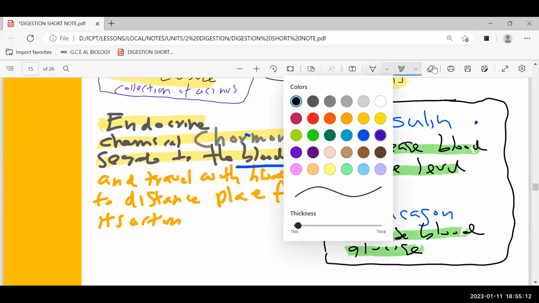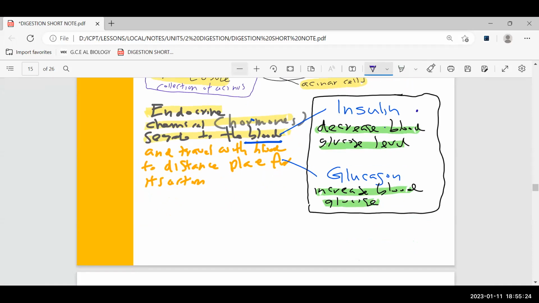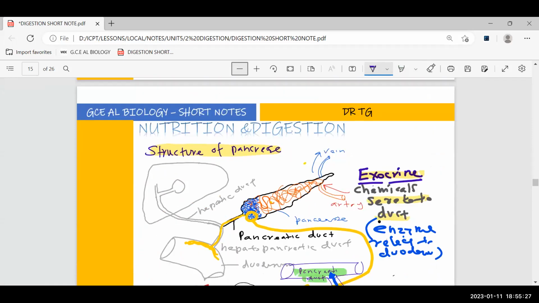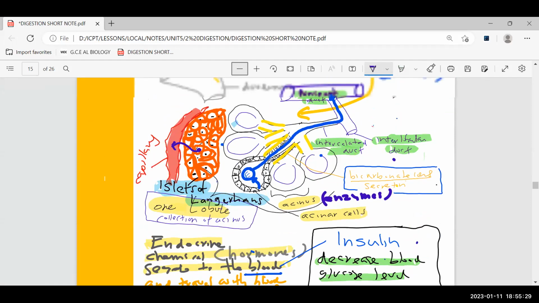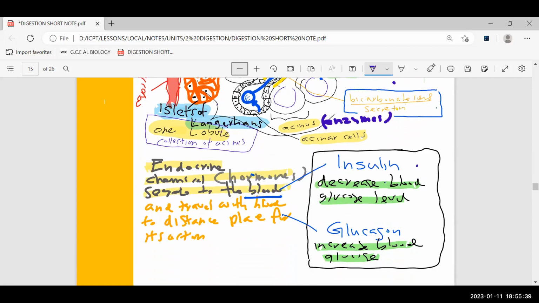Okay, how it does this, we can look at a little bit later, as it is important for many aspects of insulin and glucagon. But now you should have a clear idea of the pancreas, how it looks and what its role is, right? So, acini, lobules, pancreatic duct, islet of Langerhans producing insulin and glucagon. So, any questions?